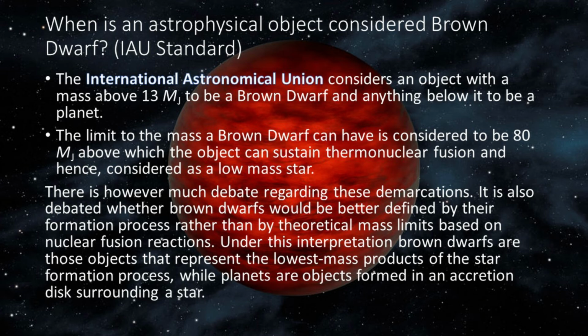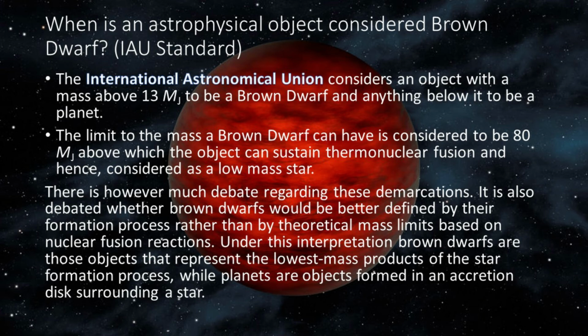The limit to the mass a brown dwarf can have is considered to be 18 Jupiter masses, above which the object can sustain thermonuclear fusion and is hence considered a low mass star. There is, however, much debate regarding these demarcations. It is also debated whether brown dwarfs would be better defined by their formation process rather than by theoretical mass limits based on nuclear fusion reactions.